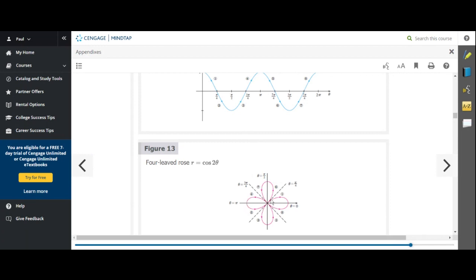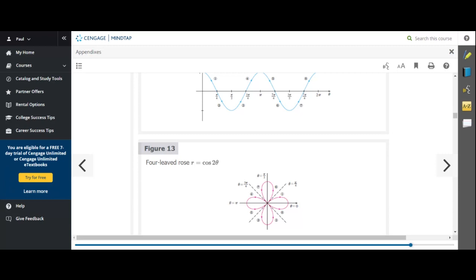Back when I was taking this course, we had to graph our polar curves all by hand. There were no graphing calculators, no Desmos, nothing like that. So this is how we had to do it. And in a sense, technology is nice, but we can also lose a little bit of our ability to conceptually see things when we rely too much on technology.